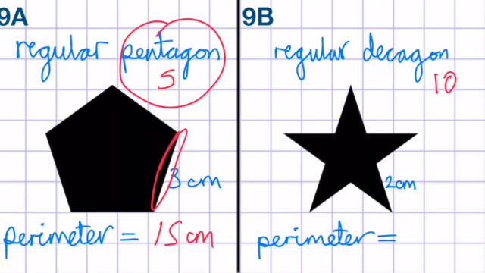Decagon means 10, and it's regular. That means they're all the same size. Now, if one of them is 2, we do 2 times 10, which is 20 centimetres.